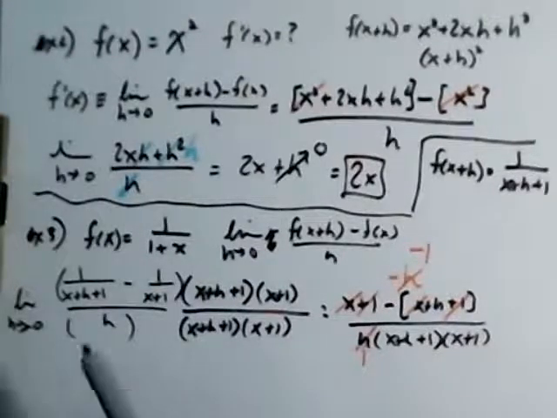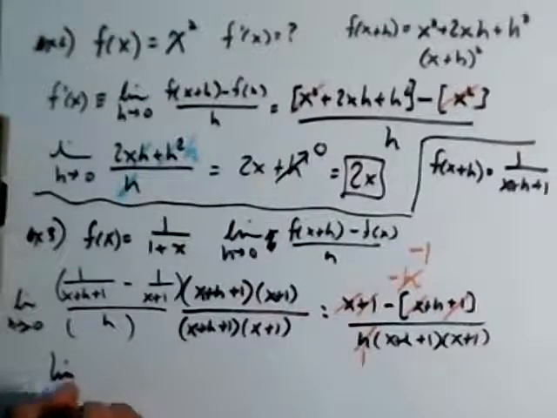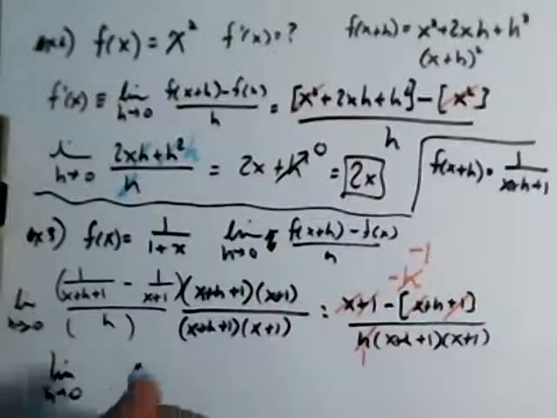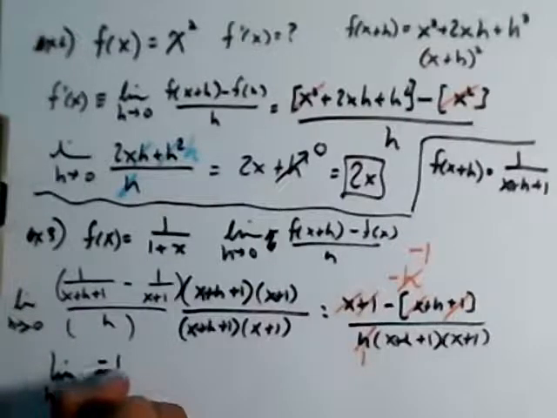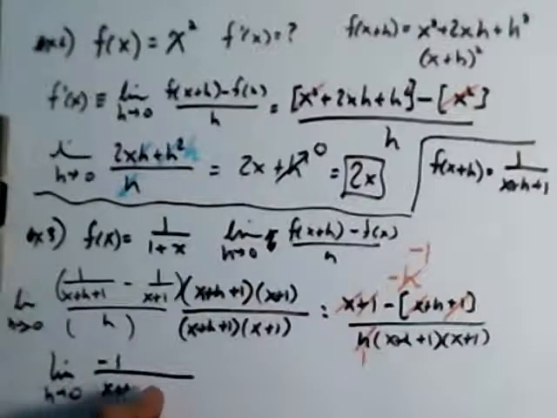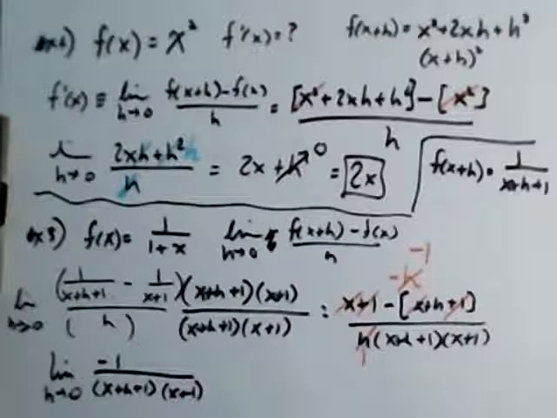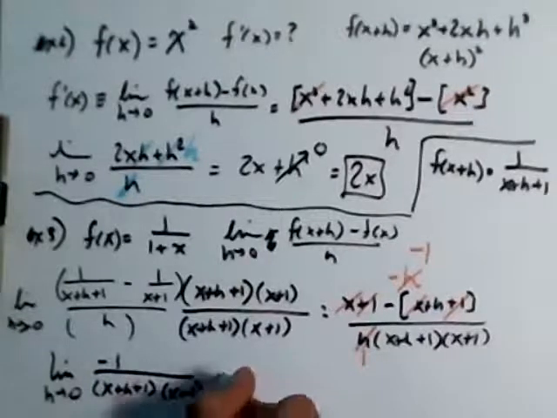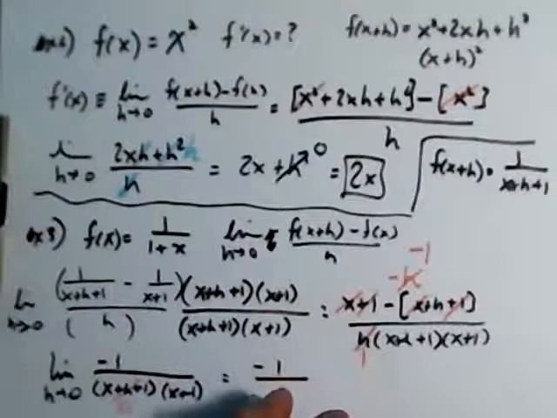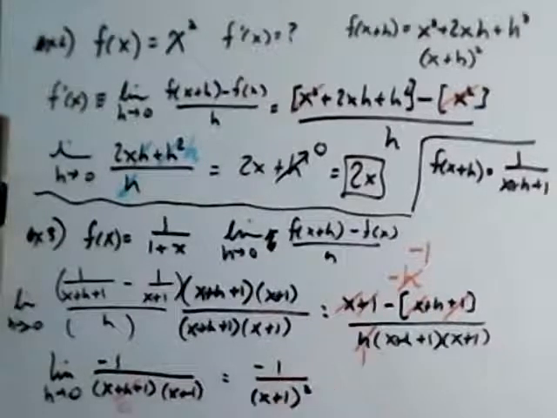So let's rewrite it really neatly. What's the limit as h approaches 0 of negative 1 all over x plus h plus 1 times x plus 1? And what's going to happen? Let's use purple this time. As h approaches 0, that's 0. So we end up with x plus 1 times x plus 1. And so my final answer is going to be negative 1 over x plus 1, quantity squared.